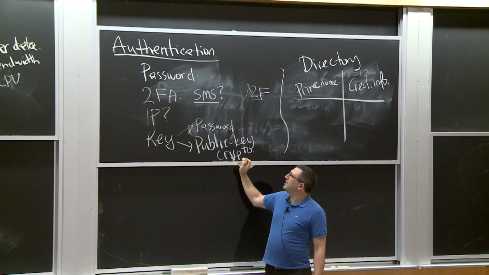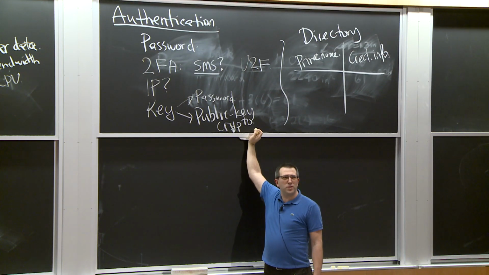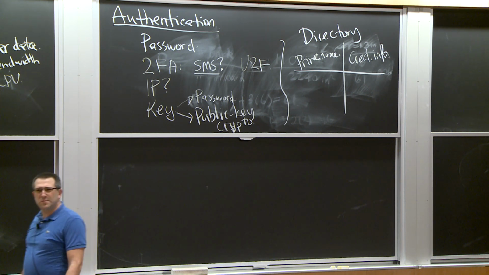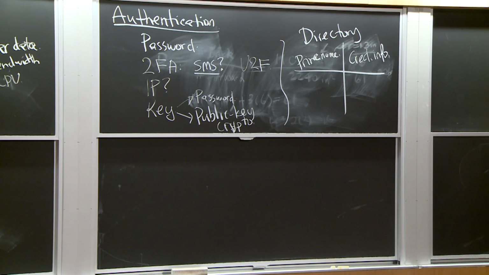So where's this table showing up in Google's data center in their design? They don't really talk about it explicitly, but what do you think is going on in Google for lining up credentials with principals?